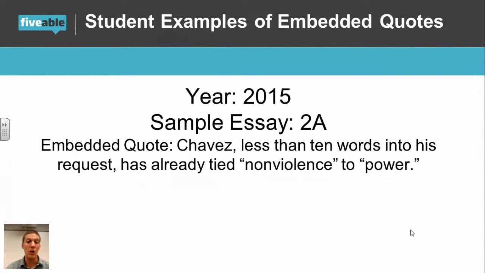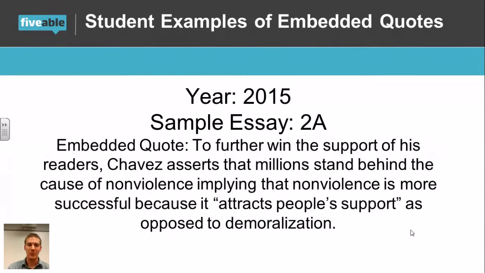Notice that I didn't create a rule for this, but we've seen several instances, in fact, the last 4, where there's a quote, student writing, quote. Here it's just quote to quote, nonviolence to power. This is also from that same essay. To further win the support of his readers, Chavez asserts that millions stand behind the cause of nonviolence, implying that nonviolence is more successful because it attracts people's support as opposed to demoralization. A 3-word quote, but it gets the job done.